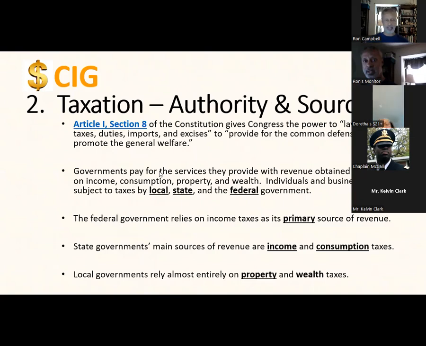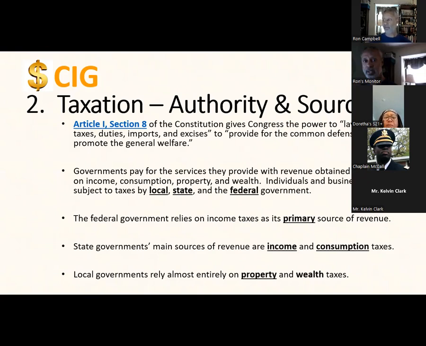For us here in the United States, Article 1, Section 8 of the Constitution is what gives Congress the power to lay and collect taxes, duties, imports, and excises. The key here is to provide for the common defense and promote the general welfare. So that gives you a background: the authority, where it comes from, and what it should be used for. Provide for the common defense and promote the general welfare. That's the key.